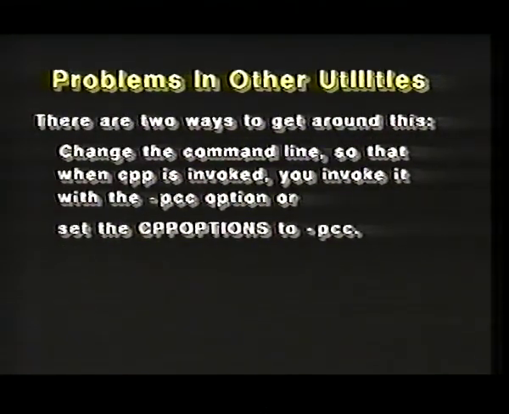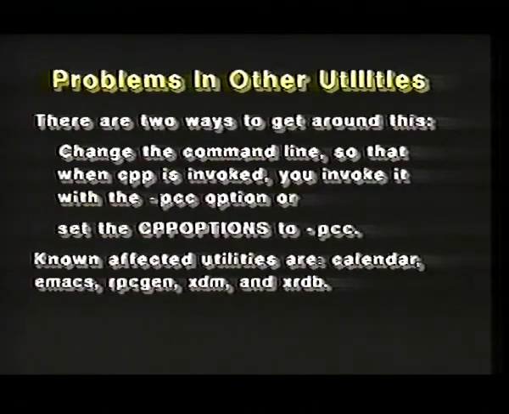There are two workarounds to this. One is to set the CPP options environment variable to -ccc, and this will work, or to change the command line that invokes CPP to include -ccc. Known affected utilities are calendar, Emacs, RPC-gen, XDM, which is an X utility, and XRDB, which is also an X utility.